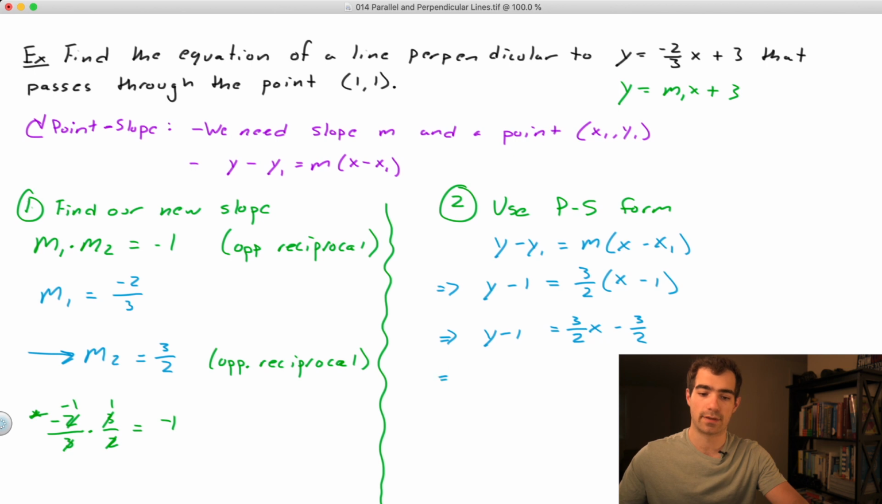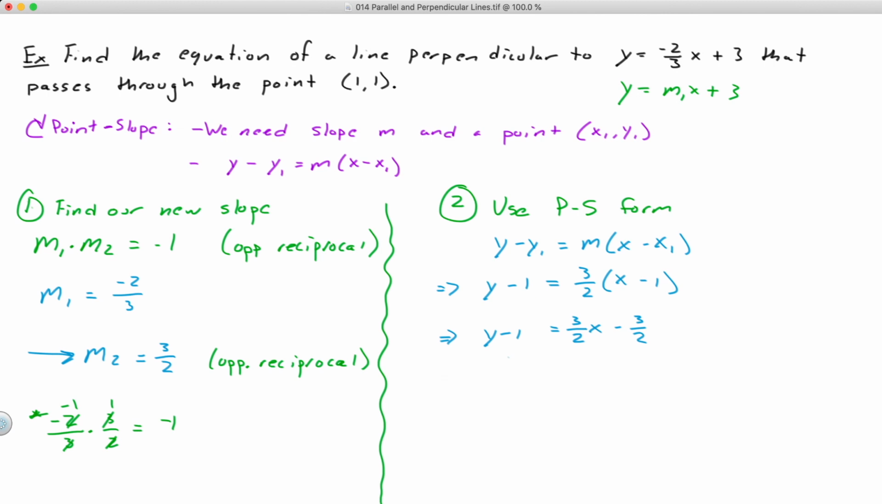And then solving for y to get this as an explicit formula, we will add 1 to both sides, giving us y is equal to 3/2 x minus 3/2 plus 1. We can also think of 1 as 2/2. And so if we are subtracting 3/2 and adding 2/2, that's going to be a total of minus 1/2. And so that gives us our equation: y is equal to 3/2 x minus 1/2.